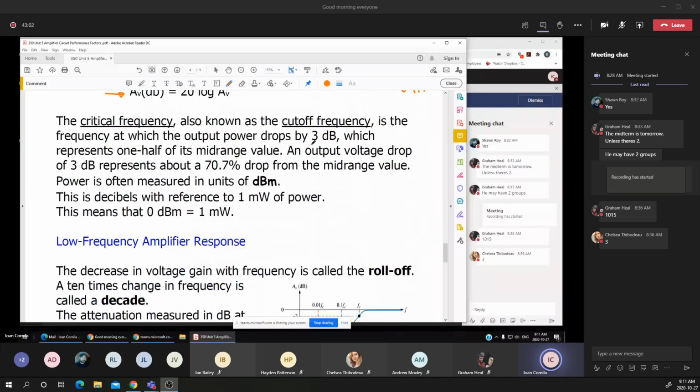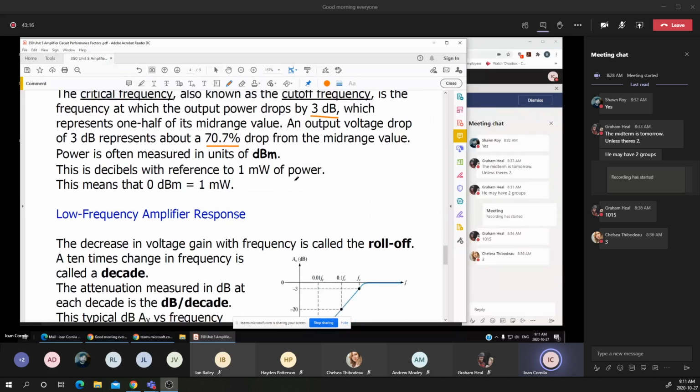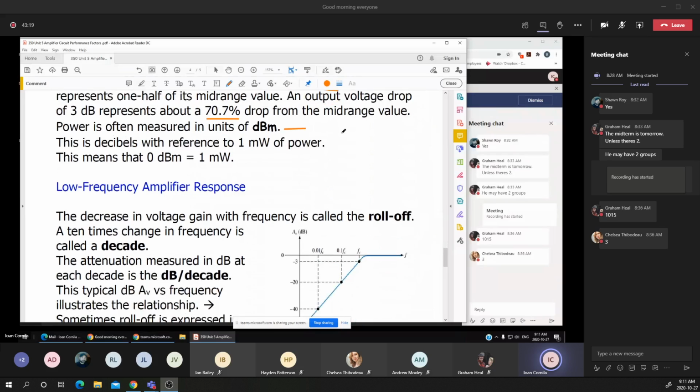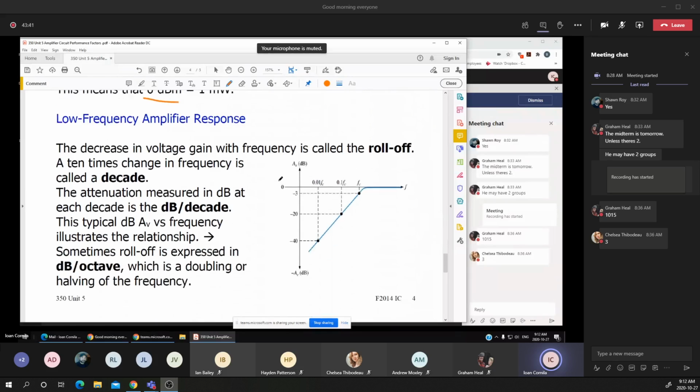In terms of the drop in value, in terms of the voltage or in terms of the power, 3 dBs is about a 70.7% drop in the value. For power, you may see another notation or another unit, which is the dBm. When the 1 milliwatt power is used as the reference, or the 0 dBm, you notice that it's in terms of the power, or in terms of the 1 milliwatt power. 0 dBm is equal to 1 milliwatt.